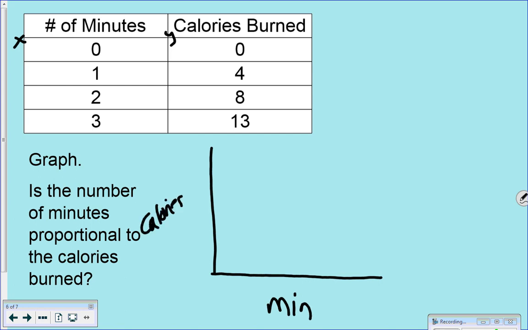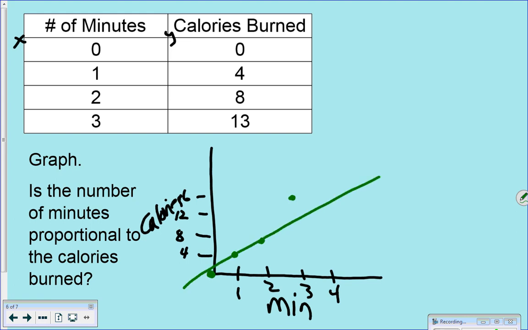I don't go up by a great interval, but I'm going to go up by 4s, it looks like, on this side: 4, 8, 12, 16. This side I'm going to go by 1, 2, 3, 4. So the points are 0, 0; 1, 4; 2, 8; 3, 13. In proportion? No, not, because all those dots should be on that line. And if I connect the dots, is that a straight line? Not even close.